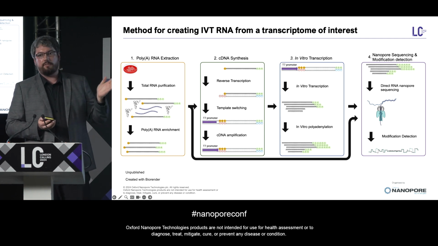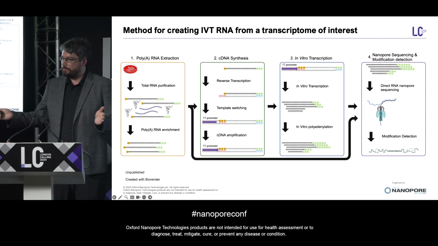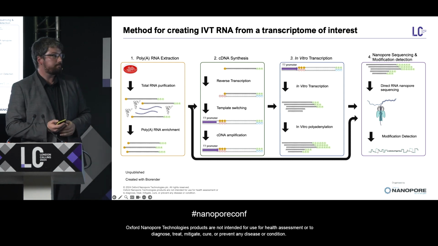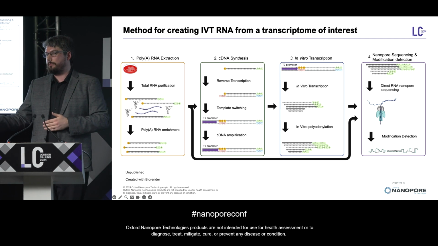And then because the T7 polymerase has a tendency to make some incomplete transcripts and doesn't make everything full length, we in vitro polyadenylate so that we can sequence with Nanopore. And then we use Nanocompore to compare the IVT sample to the wild type sample.